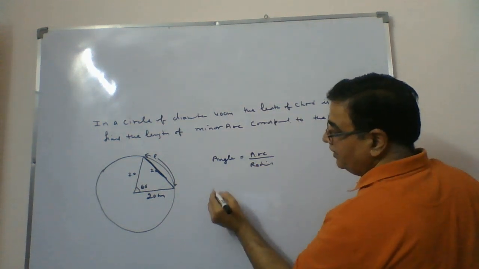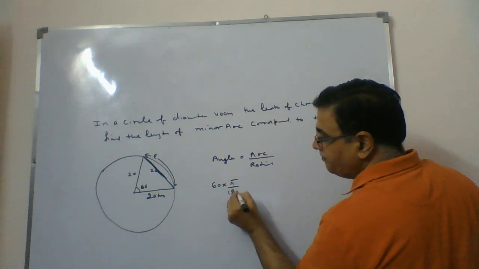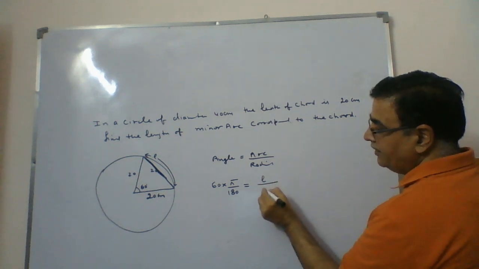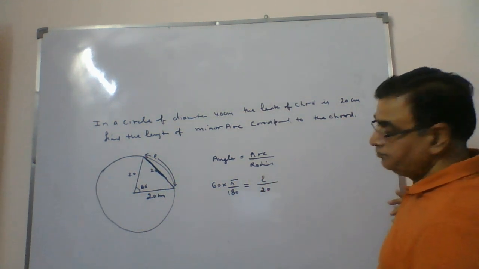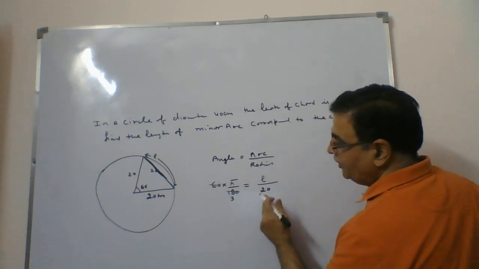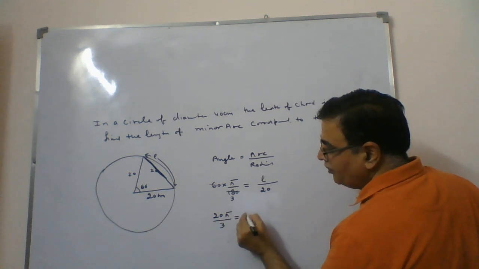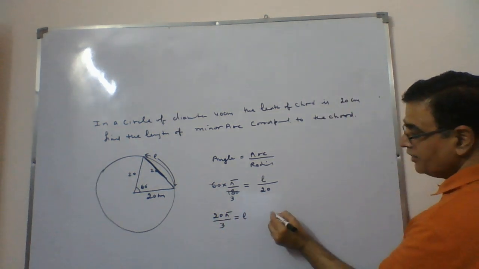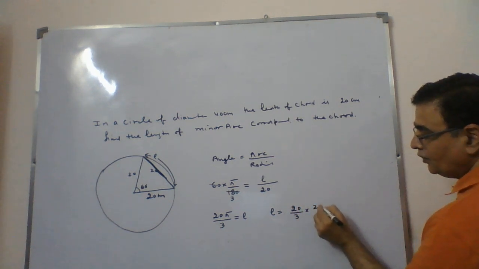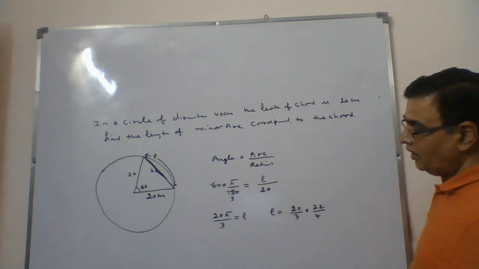When you go for the angle, the angle will be 60 degrees, so we should convert it into radians. 60 into pi by 180. The arc length we want is L. The radius is again 20. So 6 3s are 18 here. Then 20 will go this side. So 20 pi by 3 will be your length. Or I should say L comes out to be 20 by 3 into 22 by 7. This is the length of the arc.